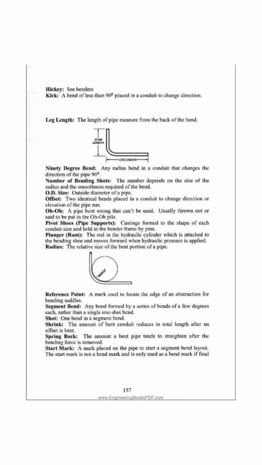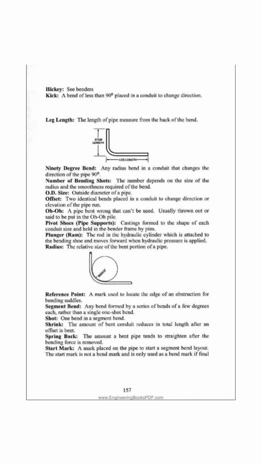Pivot shoes, pipe supports. Castings formed to the shape of each conduit size and held in the bender frame by pins. Plunger, ram. The rod in the hydraulic cylinder which is attached to the bending shoe and moves forward when hydraulic pressure is applied. Radius. The relative size of the bent portion of a pipe. Reference point. A mark used to locate the edge of an obstruction for bending saddles.